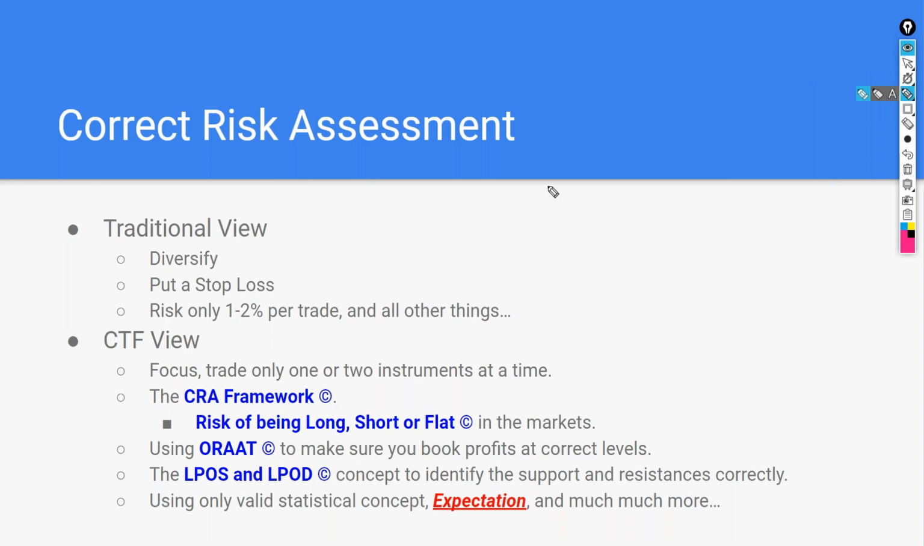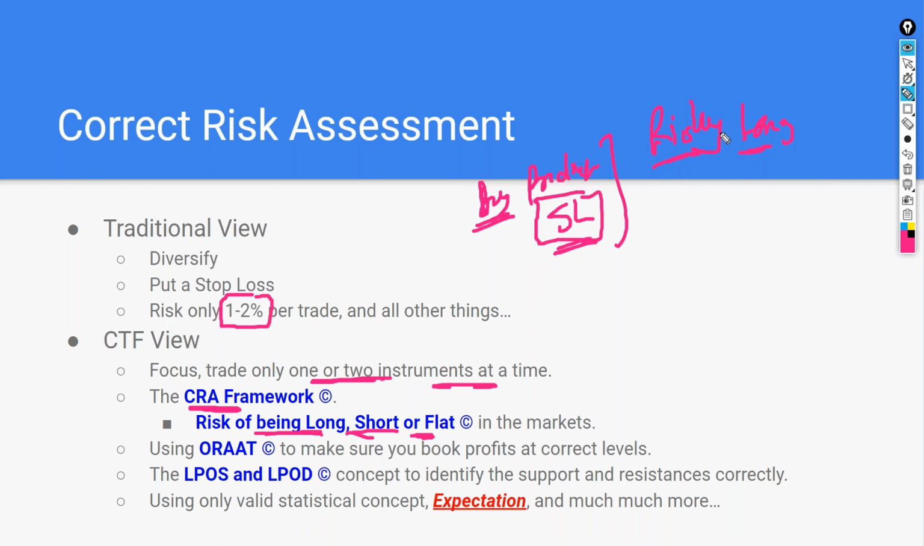Right? So what is a CTF view? We trade only one or two instruments at a time. We use the CRA framework, the continuous risk assessment framework, to identify the risk of being long, short, or flat. People try to predict the market, then put their stop loss, and have no idea whether the market is currently in a risky situation. So let's say they have bought; they have no idea whether the risk of being long is high or low at this moment. If it is very risky being long, no matter how good a stop loss you place and what percentage you risk per trade, it is going to get hit.